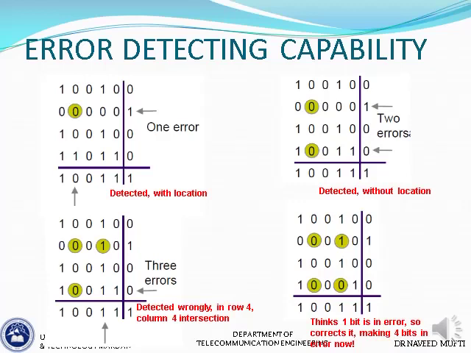So depending on the scenario, there are limitations in this technique as well. It can only detect, or it can detect with location, or it can wrongly detect, or it can detect without location. So all sorts of possibilities are there.